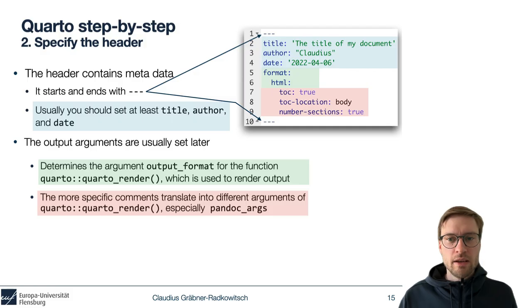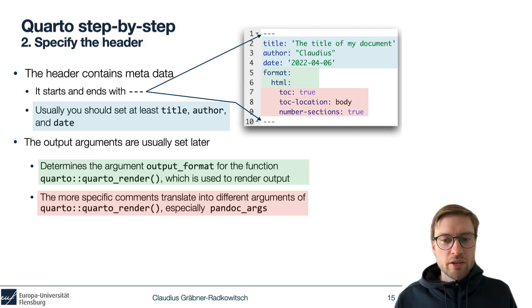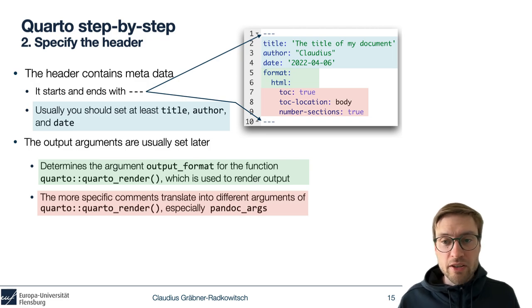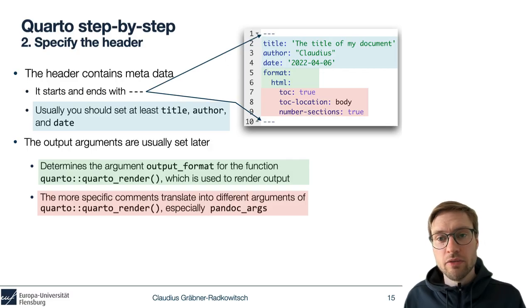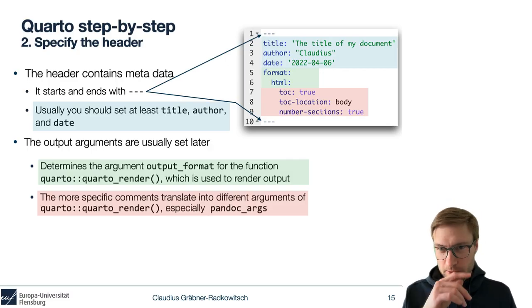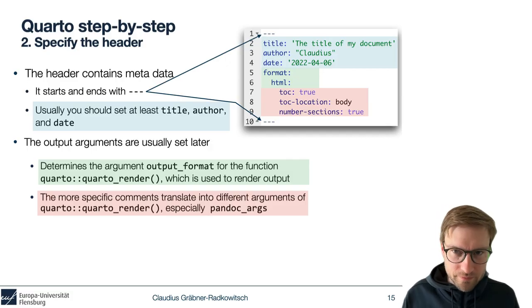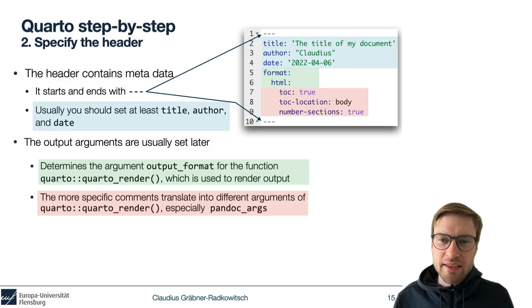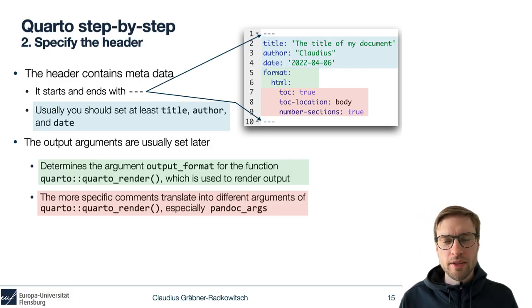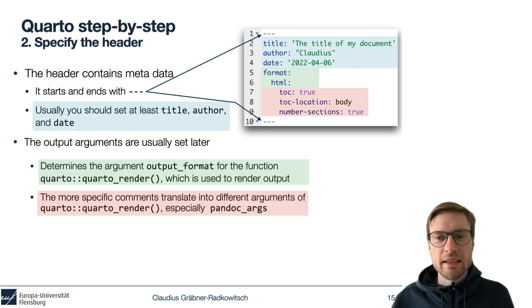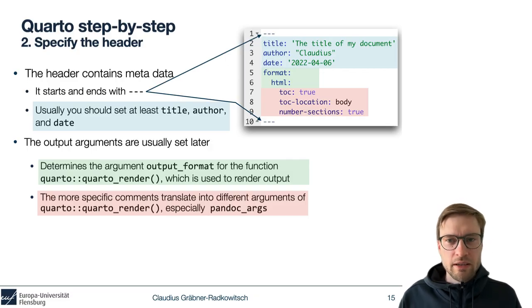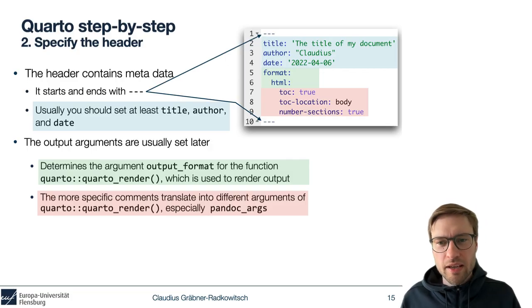render function. There are more specific arguments of this function as well, and these are specified based on what you've written in the next level of this header. So you see here this keyword TOC for table of contents, TOC location, number sections. These are all part of the HTML part, and they specify how the HTML document is rendered by the function Quarto render. You see the different levels of this header.